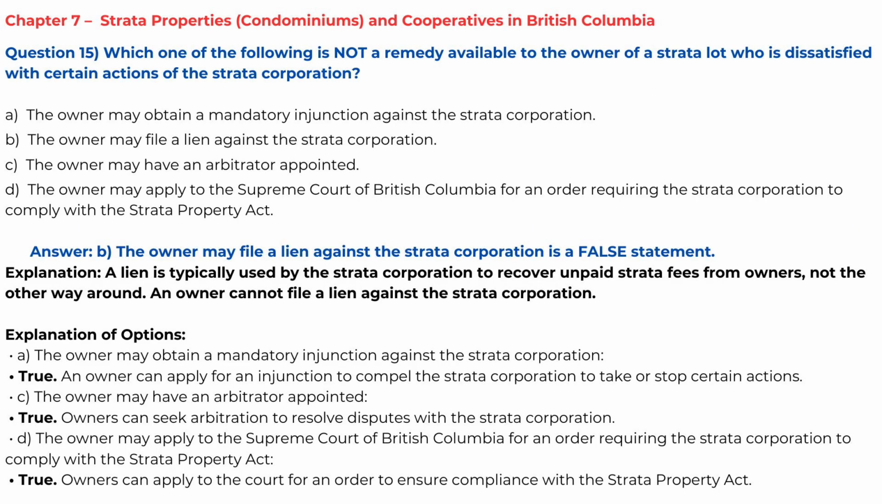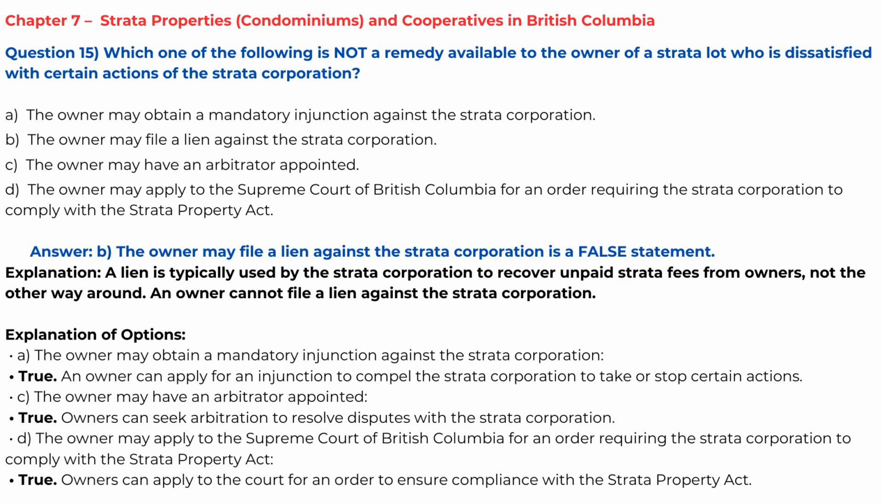Question 15. Which one of the following is not a remedy available to the owner of a strata lot who is dissatisfied with certain actions of the strata corporation? Answer. B. The owner may file a lien against the strata corporation is a false statement. Explanation. A lien is typically used by the strata corporation to recover unpaid strata fees from owners, not the other way around. An owner cannot file a lien against the strata corporation.